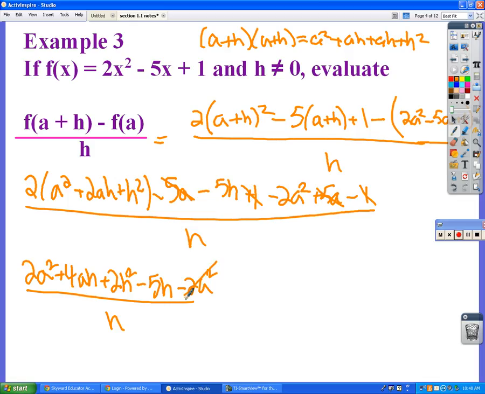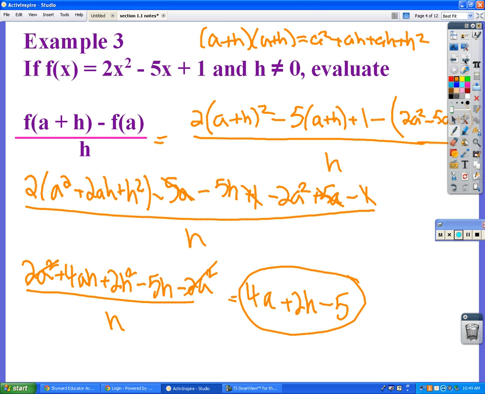And then the negative 2a squared and the 2a squared cancel. And then just like we did the other day, since I have an h in every single term, I can take one of those out. So my final answer is 4a plus 2h minus 5. All right? And like I said, we're going to play that game a lot, and I'll explain why later, but they're just kind of getting you practicing that a little bit.